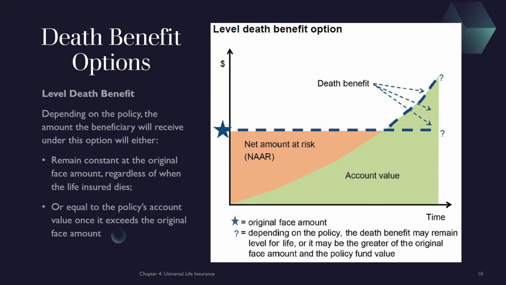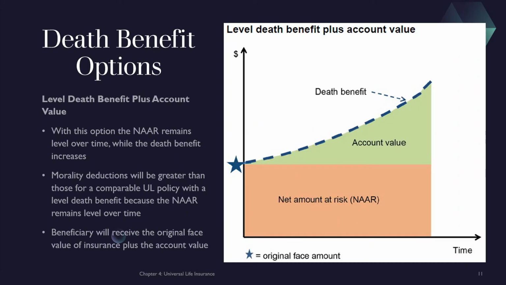With UL policies, you also have various death benefit options. You can choose a level death benefit, which basically means the death benefit will remain constant at the original face amount, regardless of when the life insured dies, or it will equal the policy's account value once it exceeds the original face amount.